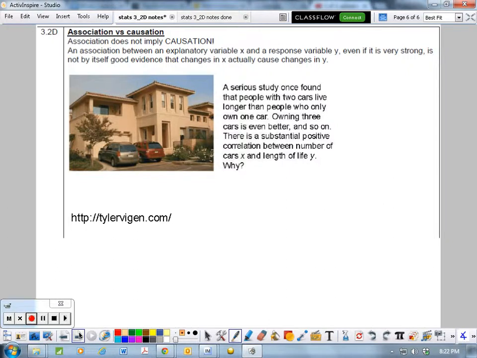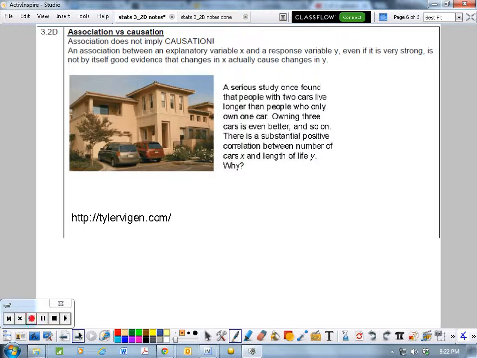So, just to point this out, there's a serious study that once found that people with 2 cars live longer than people who only own 1 car. Owning 3 cars is even better, and so on. There's a substantial positive correlation between the number of cars, X, and the length of life, Y.